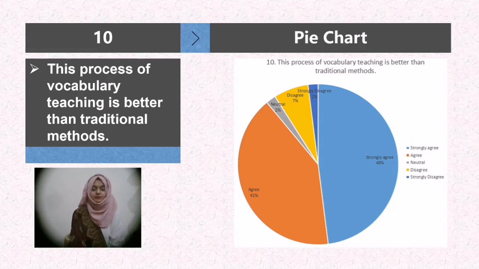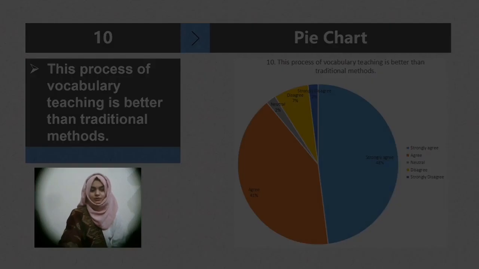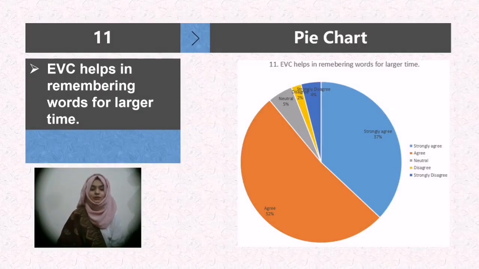EVC. The responses given by students were as follows: 48 students stated strongly agree, 41 students said agree, 2 students stayed neutral, 7 students were favoring disagree, and 2 students narrated strongly disagree. This shows that EVC is better in learning vocabulary items than the traditional method. So yes, moving towards the next question.